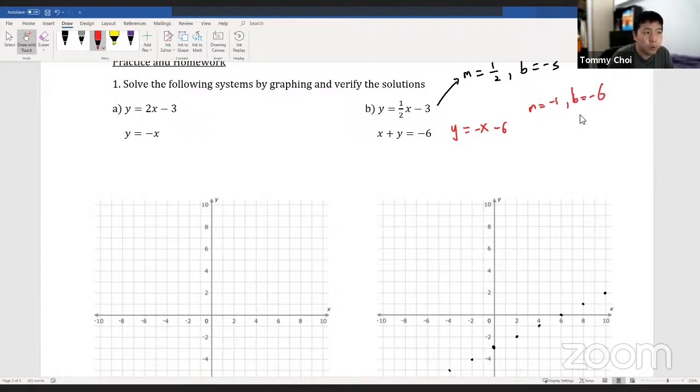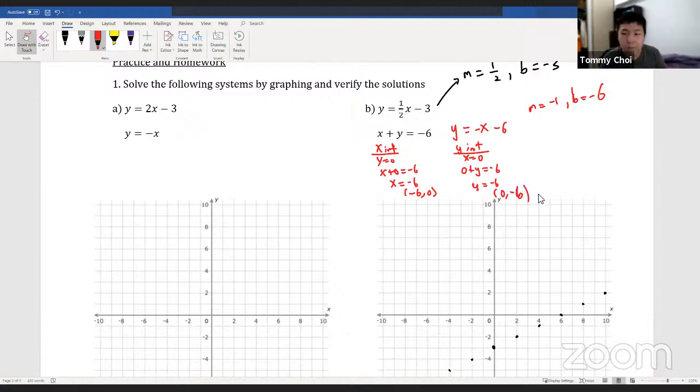So that being said, let's say you forget, or you really don't like changing it to y equals mx plus b form. Then you can solve for your x and y intercepts. By plugging in y equals 0, you get x plus 0 equals -6, which gives me x equals -6, or the point -6, 0. For my y-intercept, we plug in x equals 0, and we get 0 plus y equals -6, so y equals -6, the point 0, -6. It doesn't matter which method you do. As long as you pick one, go for it.